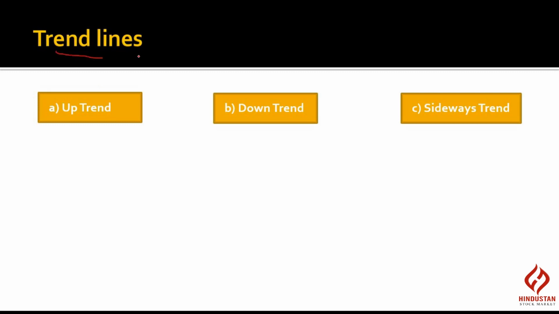So first one, trend line. So trend is an important thing. It represents the direction of the market. So if you want to trade, you should trade according to the direction of the market. So this trend can be classified into three types, that is uptrend, downtrend and sideways trend, right? Okay, first let us understand uptrend.